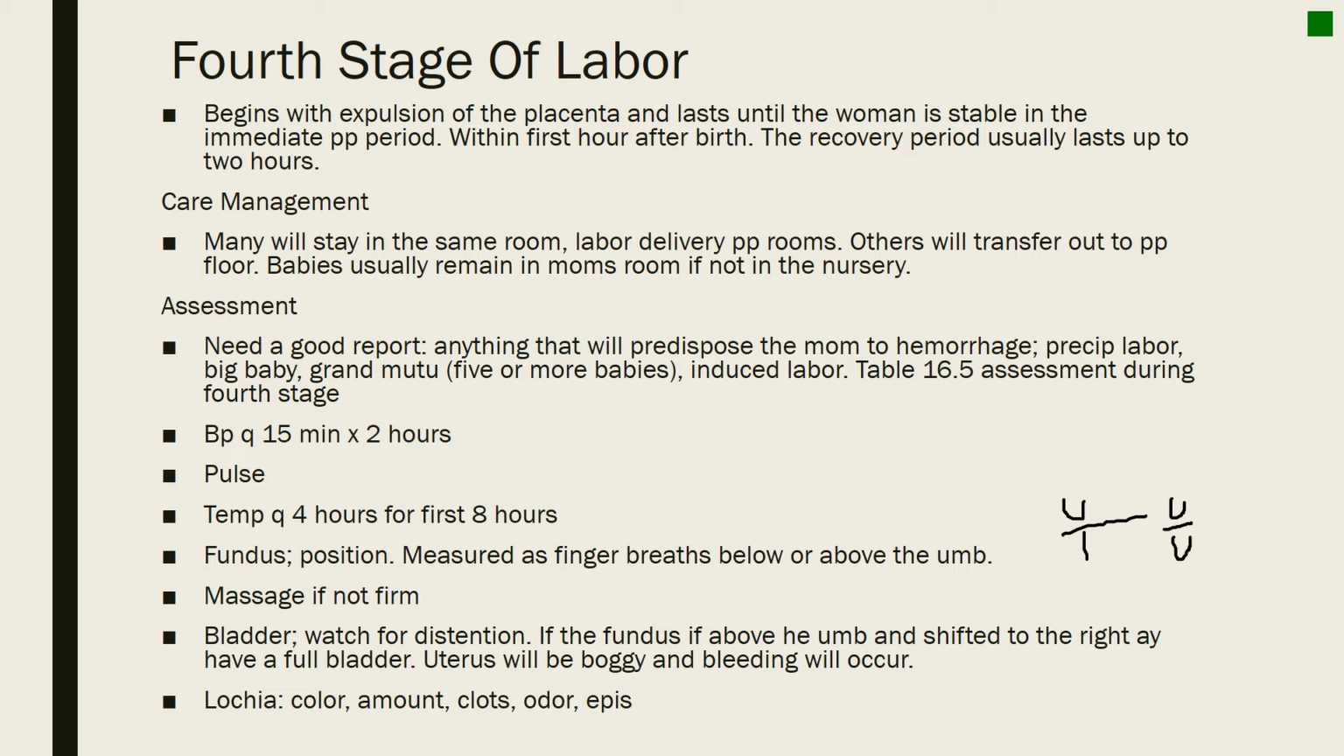We're going to massage it if it's not firm. We're going to watch for the bladder, because if a full bladder happens and the fundus is shifted to the right and their uterus is boggy, then they're going to start bleeding. So we're going to check to make sure that their bladder's emptied. We're going to massage that fundus. We're going to assess the color, amount, whether there's clots, odor, and the episiotomy at this time.